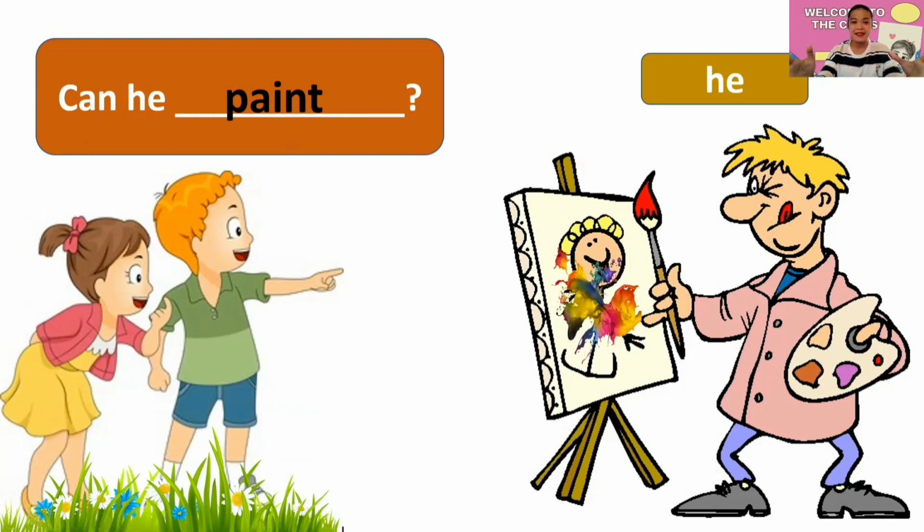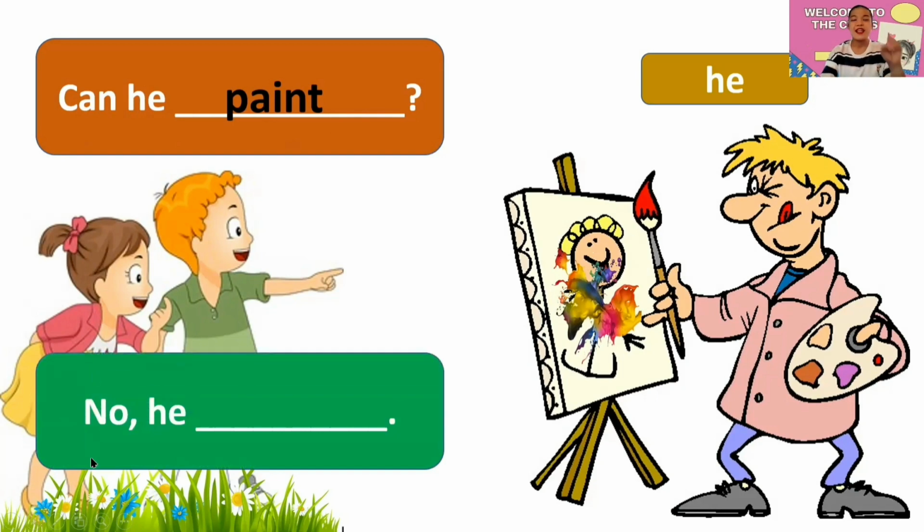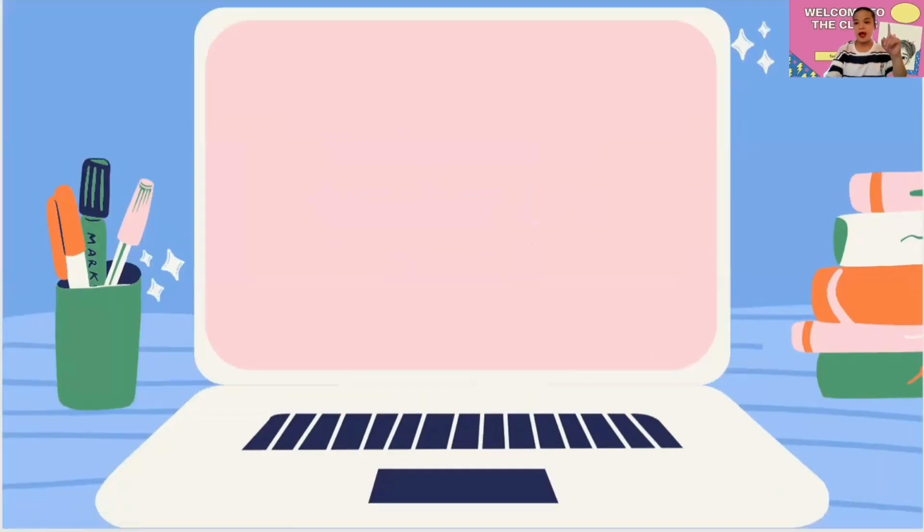Do you think he can paint? As you can observe here, the painting of this boy is quite messy. So we can conclude that no, he can't paint. No, he can't. All right, let's read it slowly. Everybody, can he paint? No, he can't. Perfect. Now I want you to read it properly on your own. Let's start here. Very good.